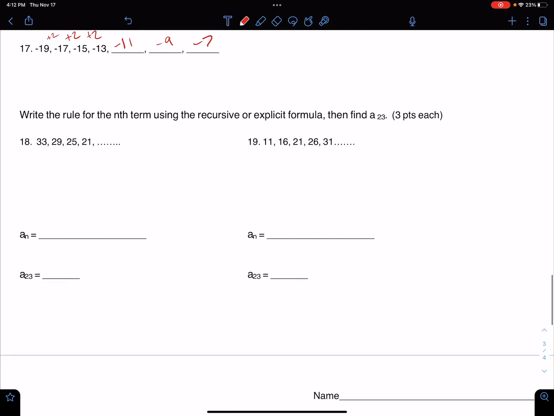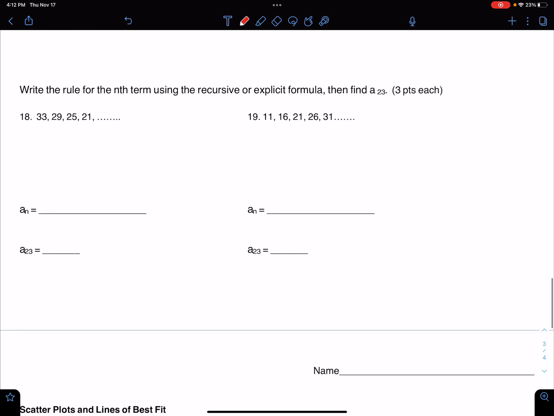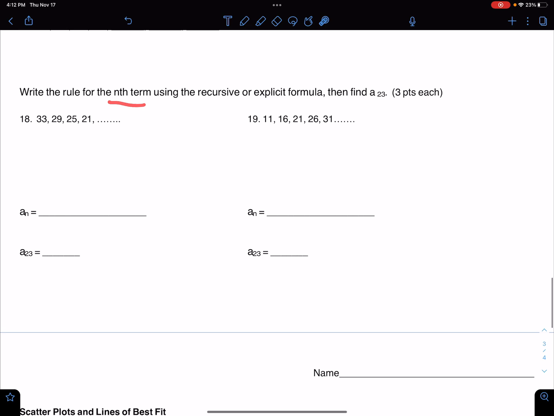Okay, on to the next one, number 18. It says, write the rule for the nth term using the recursive or explicit formula. Then find the 23rd term. Now, don't get confused by the nth. Nth just means you can pick any number in this sequence I want. So these are my first 4 terms, but I can tell you the 999th number. I can tell you the infinity number if I wanted to.